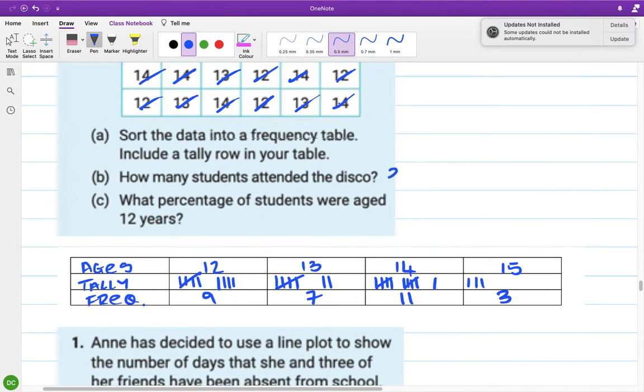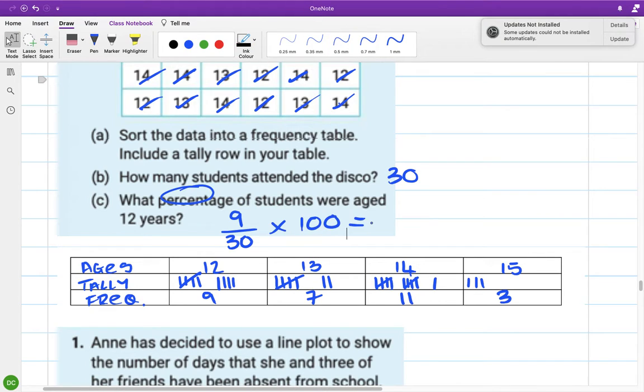Oh, how many students attended the disco? That would be 30. What percentage of the students were aged 12 years? Okay, so when you do a percentage, you start as a fraction. So the ones that were 12, there's 9 of them out of 30. So there's my fraction. Sorry, I'm just getting a calculator. And then if I want to make my fraction into a percentage, then I just times by 100. Okay, so 9 over 30 multiplied by 100 is 30%.